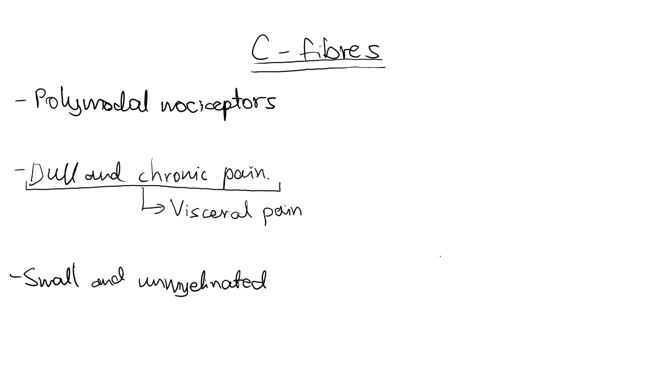So in review, today we've looked at C fibers as well. And these are polymodal receptors, which means that they are able to allow for the sensitization of pain from various stimuli. They allow for the sensation of dull and chronic pain, which is visceral in nature. And the actual physical structure of these fibers is that they are small and unmyelinated.